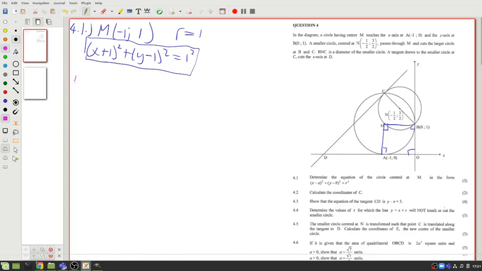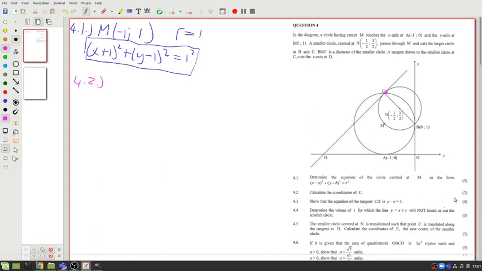Let's look at 4.2. Calculate the coordinates of C. So the coordinates of C, this is the point C right here. And a couple of ways we could look at it. We see it's on many lines. It's on this straight line, it's on the circle, it's on the big circle, it's on this line. So we could do simultaneous equations combining any of those, but the problem is we only know one equation so far, and that's this circle.